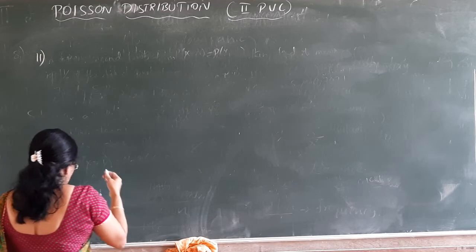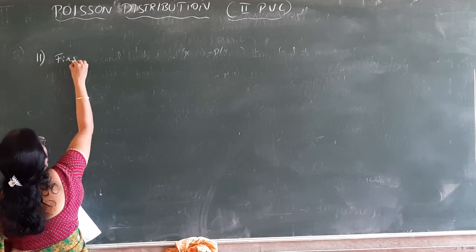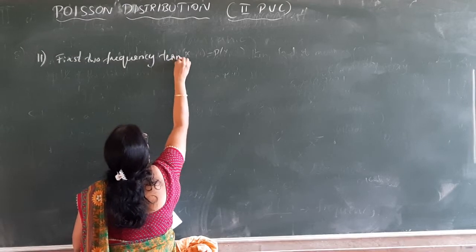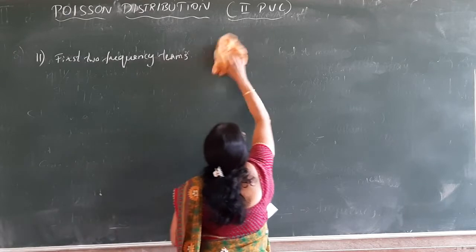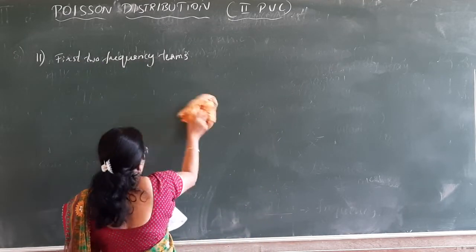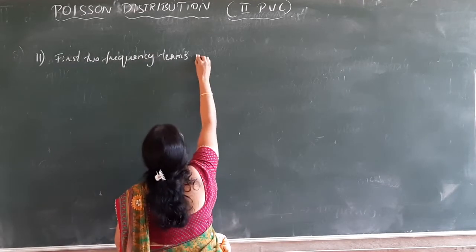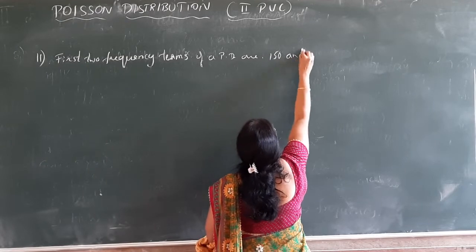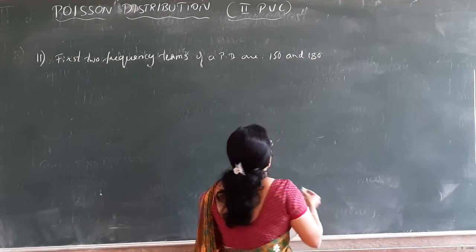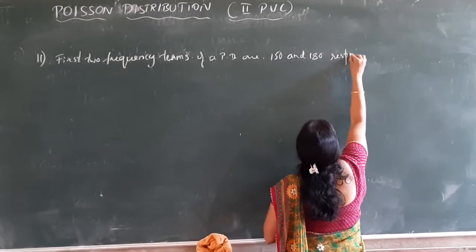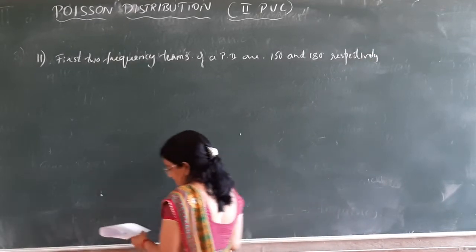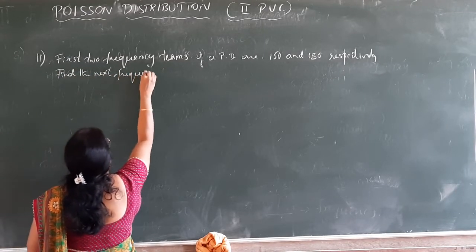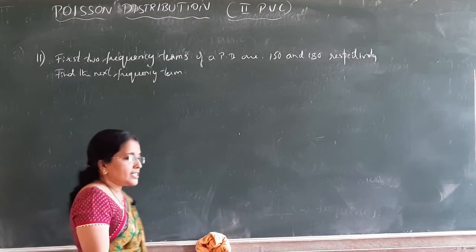11th problem. First two frequency terms of a Poisson distribution are 150 and 180 respectively. Find the next frequency term.